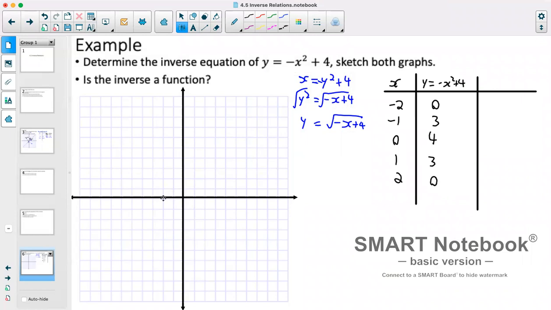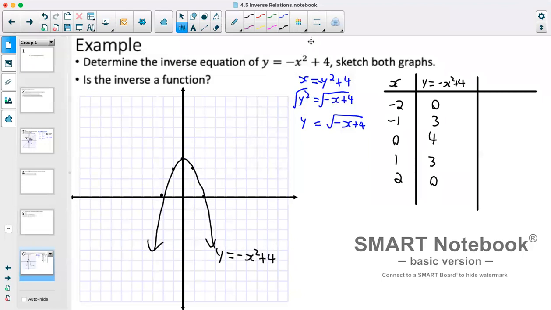So at -2, we're at 0. -1, we're at 3. 0, we're at 4. 1, we're at 3. 2, we're at 0. So our graph looks something like this. So I'll also label that, so that's y equals -x squared plus 4.